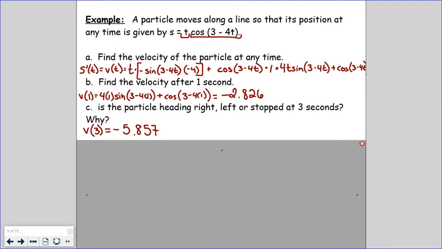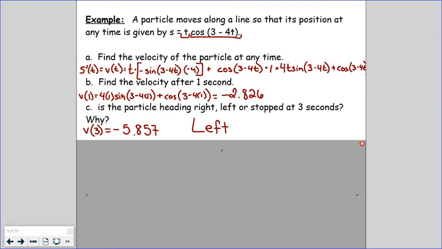All right. Is the particle moving right, left, or stopped? If we get an answer of -5.857, what's our answer? Left. Our particle is moving left at time equals 3. Now the important part here, why?